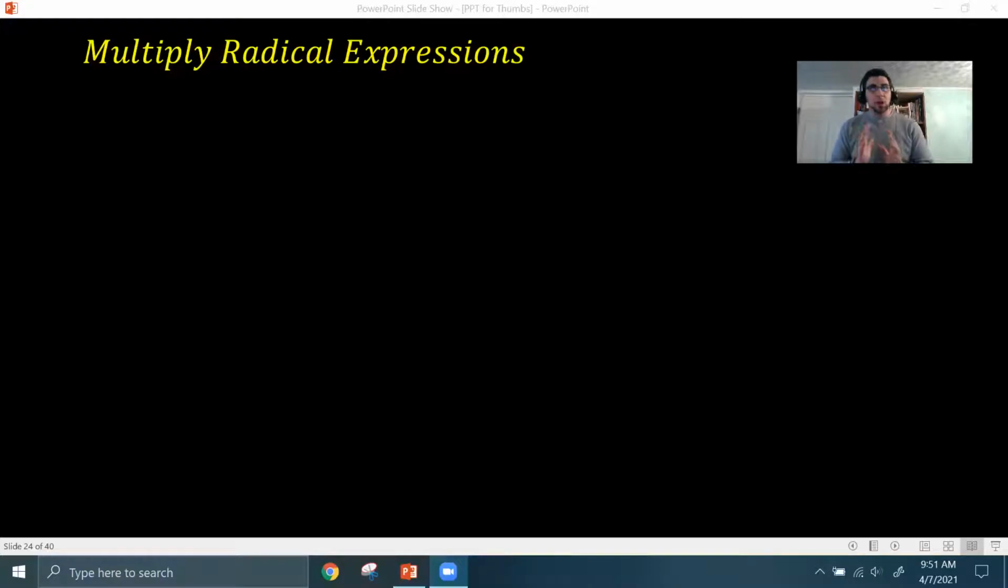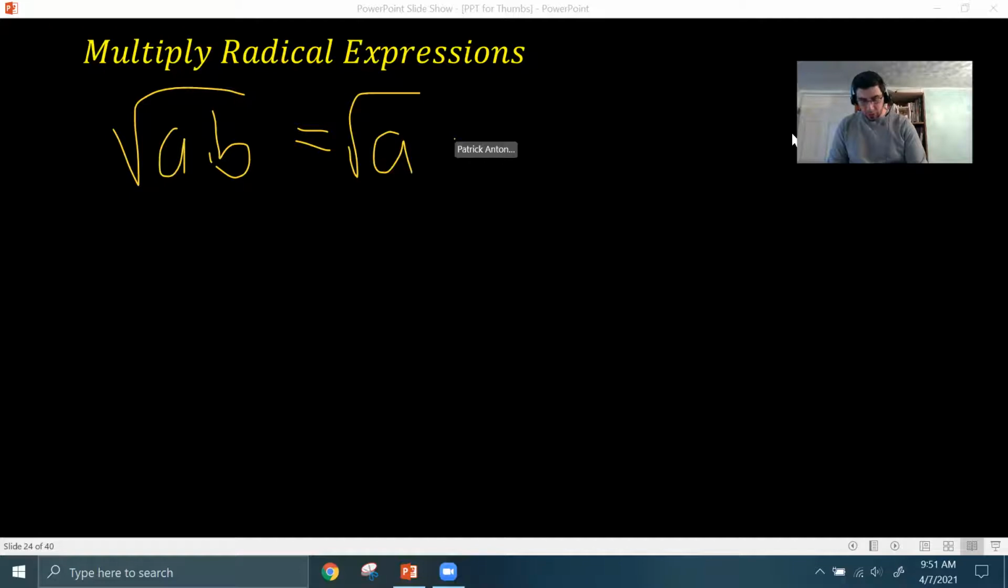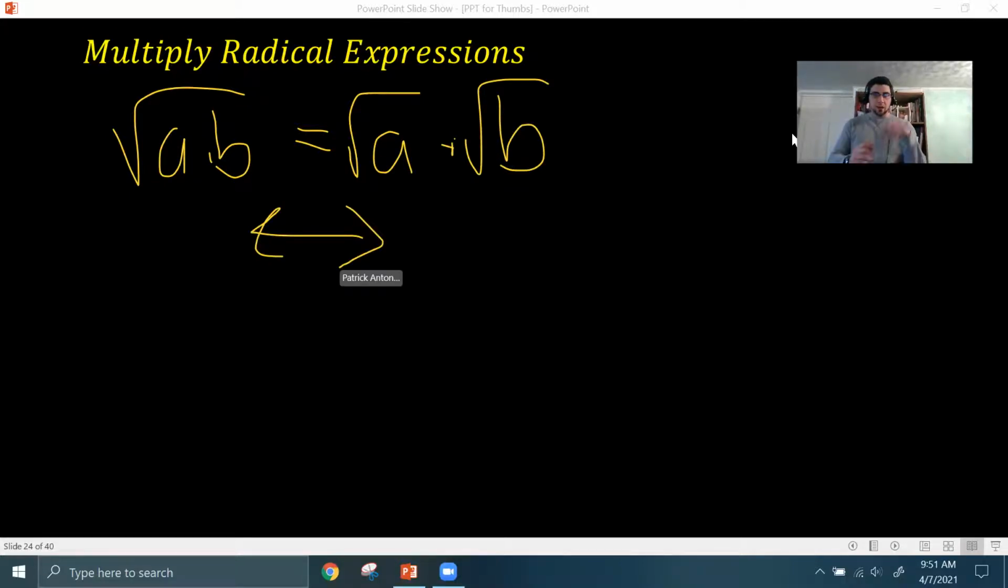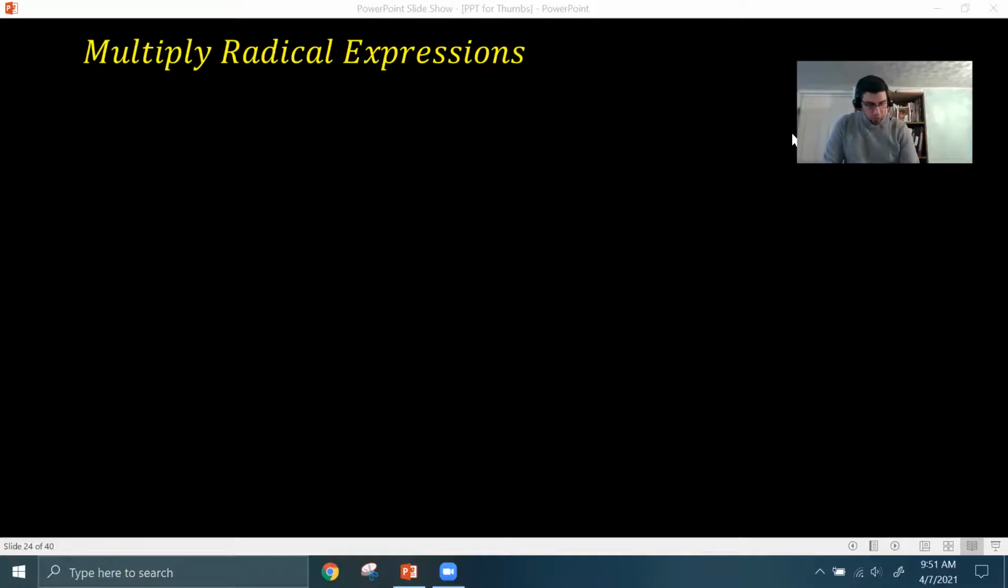All right, guys, so we've talked previously about the product property for square roots that says if you have square root of a times b, you can rewrite that as square root of a times square root of b. Well, the property actually works both ways. If you have two square roots being multiplied together, you can multiply the radicands, the numbers inside the square roots. Okay, so let's look at two examples here to just illustrate what we're talking about.